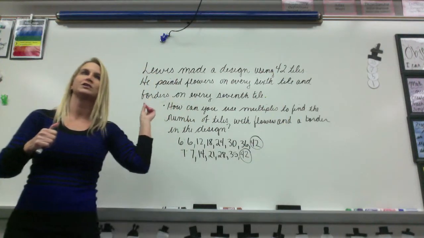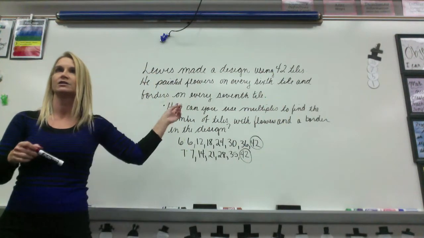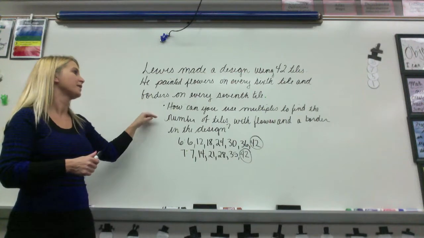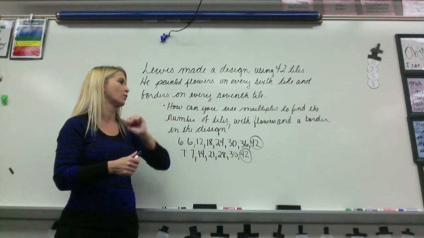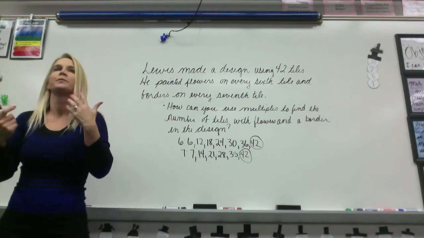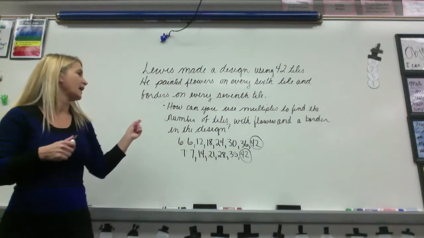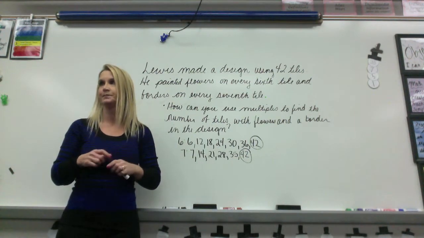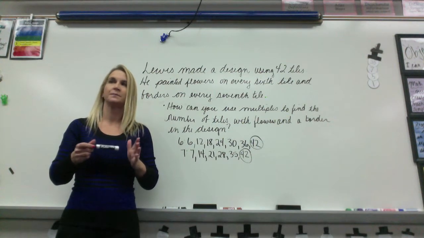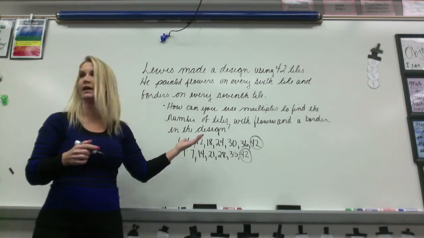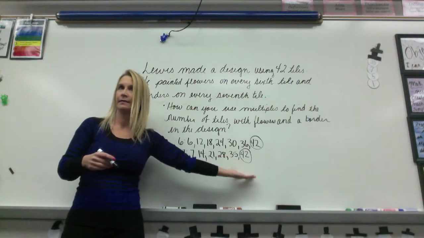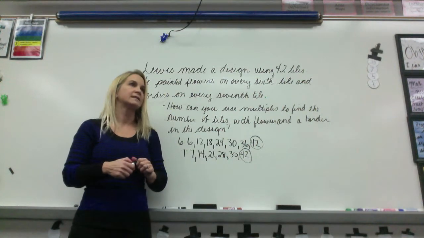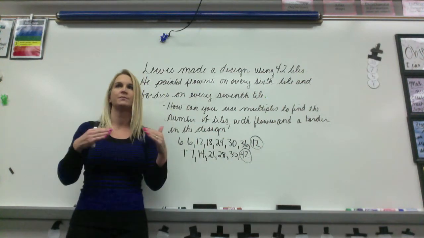So what was my question? Go back to the question. Everybody look at the question up here. We're looking for the number of tiles with a flower and a border. That's the question I want to know. How many tiles have a flower and a border on the tile? What do you think, Jalen? 1. Just one tile, right? Which tile is it going to be? The 42nd tile. So only one where they're going to meet.